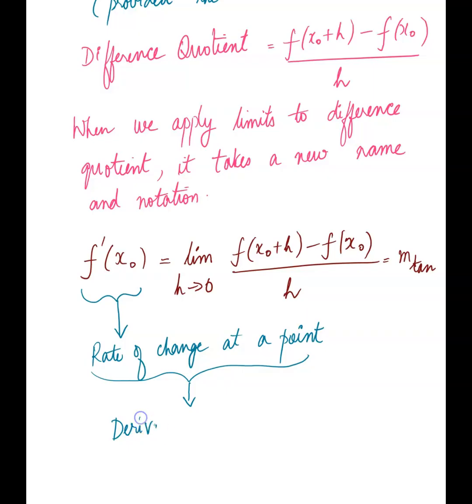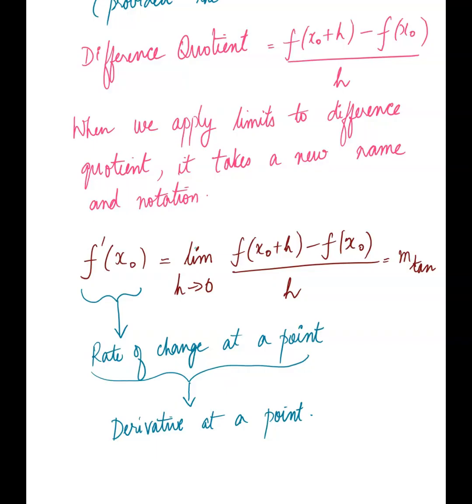We call it the derivative at a point, because we derived the slope at a point instead of between two points, and so we call it the derivative. So derivative is the name for it. The notation is f prime of x naught, and the expression is the limit of the dq, the difference quotient, as h approaches 0.